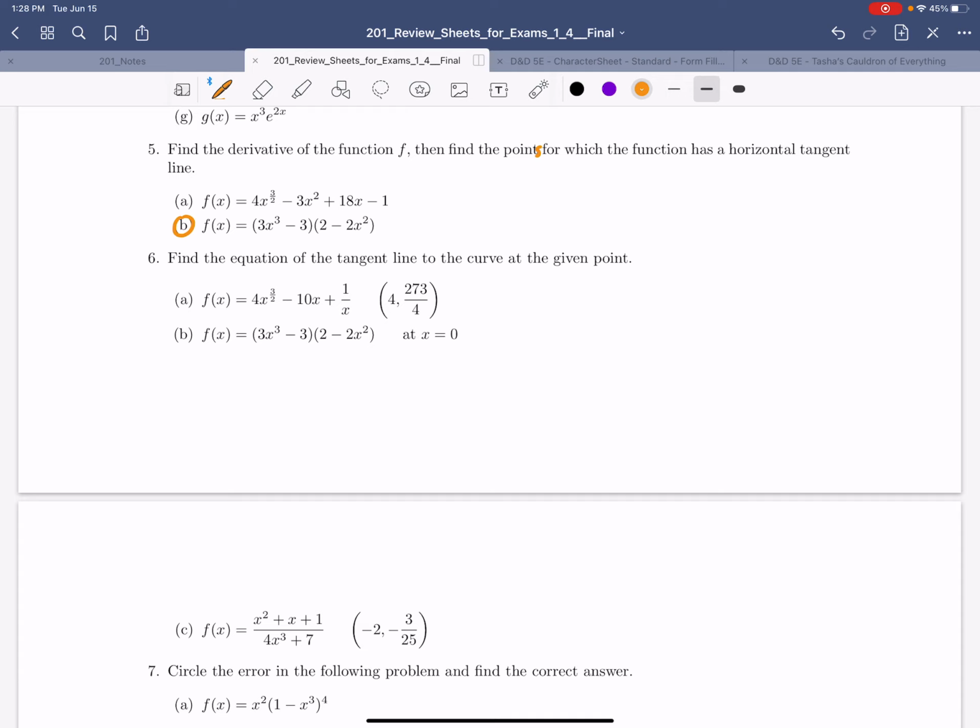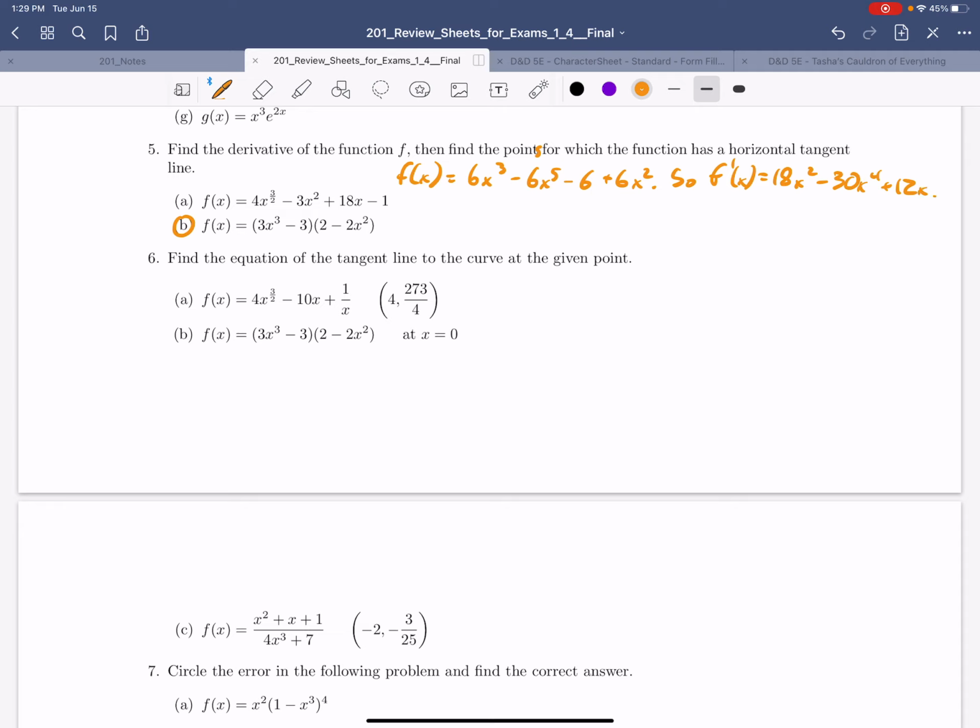So you can pick your poison, right? Do the product rule and then multiply it out, or multiply it out then do the power rule. I'm just going to multiply it out right now. f of x is going to equal 6x cubed minus 6x to the fifth minus 6 plus 6x squared. Well, that means a lot of 6's, right? So f prime of x is going to equal 18x squared minus 30x to the fourth, and that constant minus 6 is going to go to 0, plus 12x.